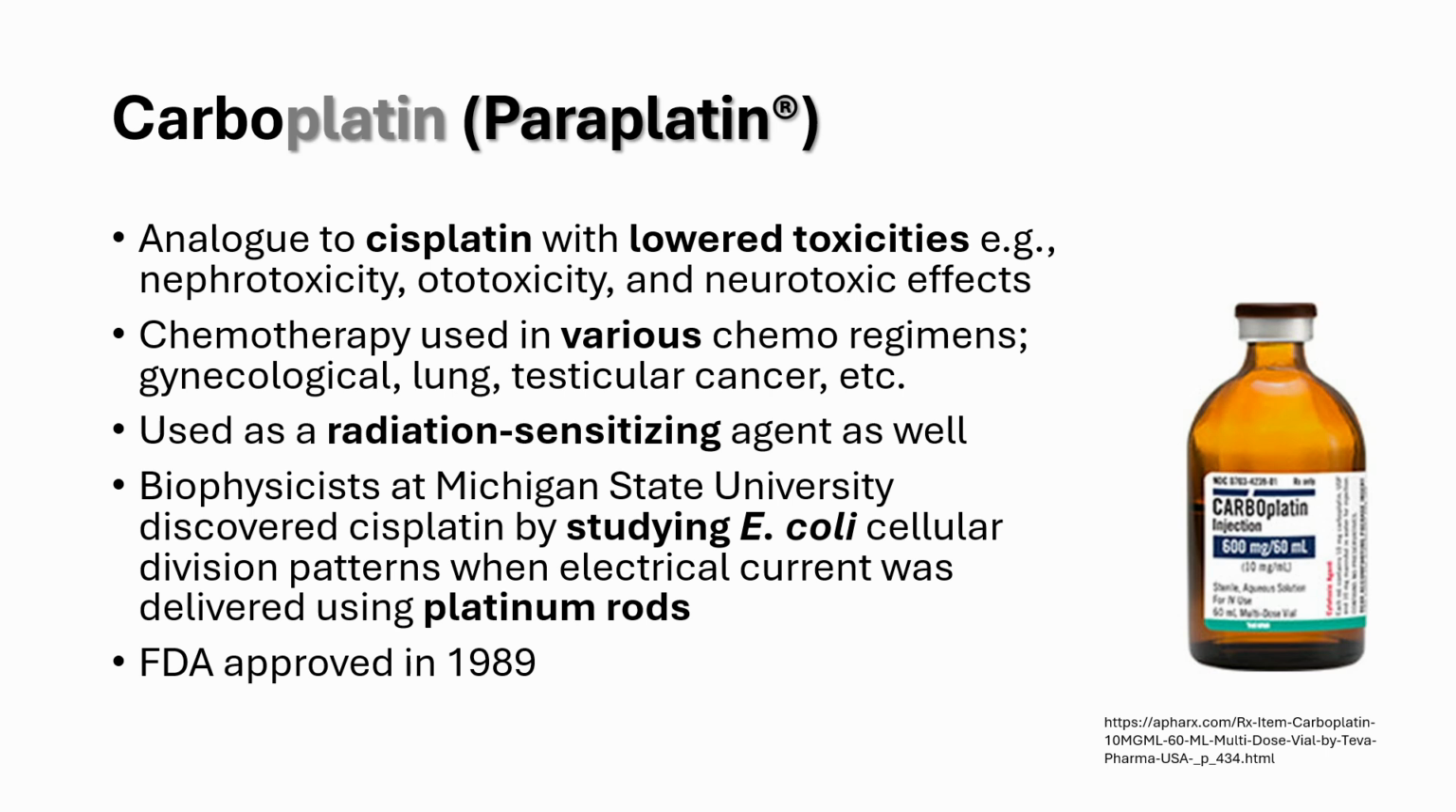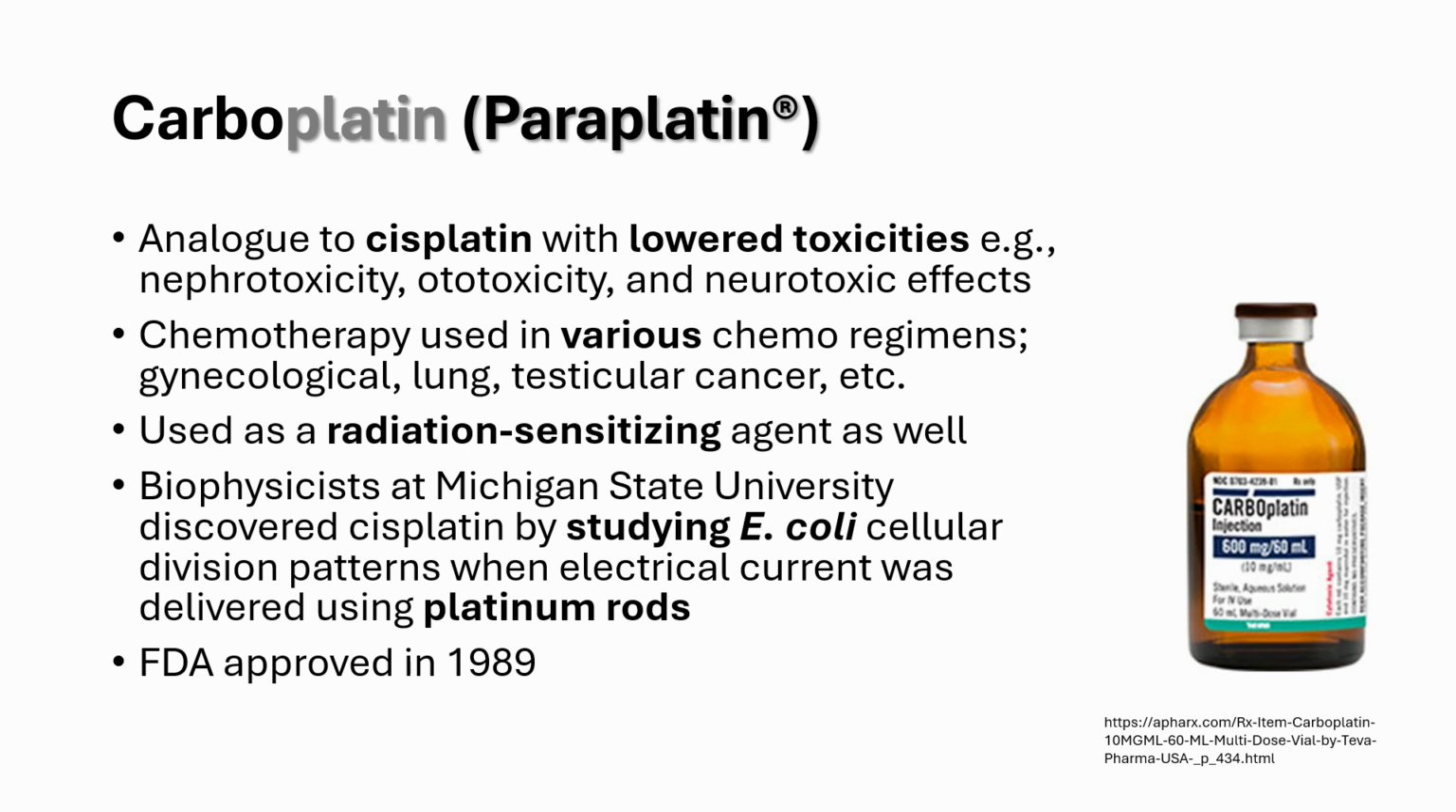Scientists at Michigan State University were studying cell division of E. coli and observed that cellular division patterns resembled iron shaving patterns in a magnetic field. So they had placed platinum electrodes into a solution containing E. coli, and they had observed that the electrical currents stopped E. coli from successful proper cellular division. With further experiments, it was found that the platinum compounds released from the electrodes were responsible for these effects on E. coli. And that is how platinum drugs were discovered.